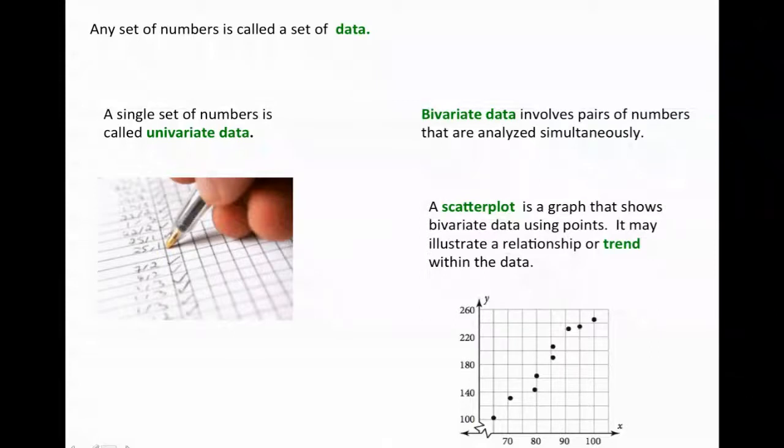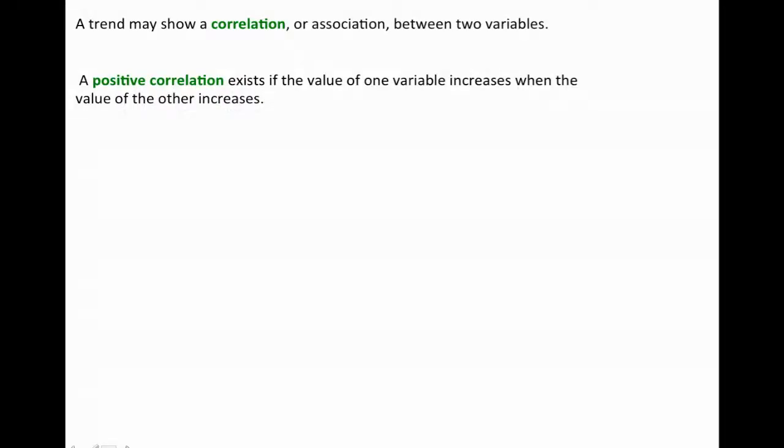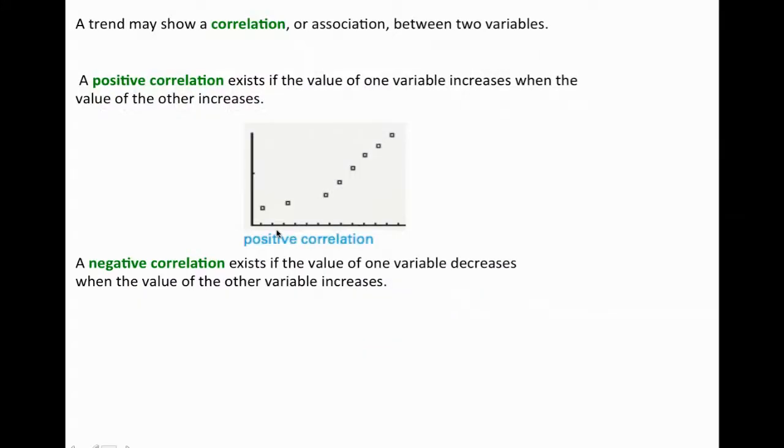But what are we going to do with this? Well, let's go back and take a look and see if we have any correlation or association in those bivariate data. Some terminology. A positive correlation exists if the value of one variable increases when the value of the other increases. So notice, as the horizontal variable gets bigger, the vertical variable gets bigger, and that's why we have an upward trend here, and that's known as a positive correlation.